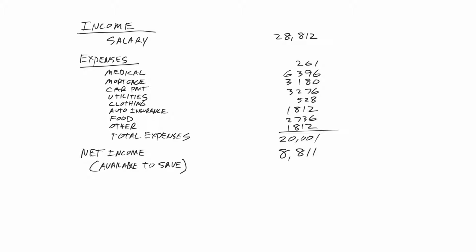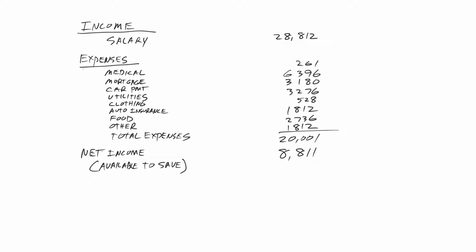Clothing expense, annual. Auto insurance, that's the one that's a little different. It said that it was paid quarterly. It says quarterly auto insurance. And that quarterly amount was $453. So we would multiply that one by 4 to get $1,812. Food, multiply that by 12 to get an annual amount.